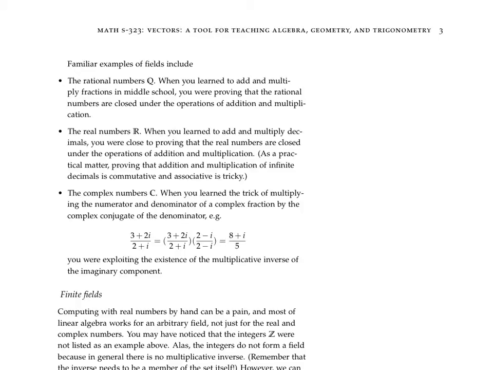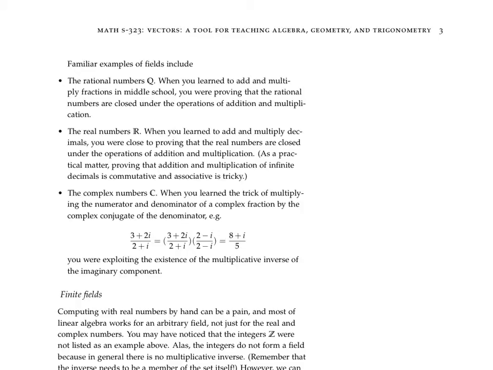If you multiply two rational numbers together, you'll get another rational number. The reals are also an example of a field. When you learn to add and multiply decimals, you were close to proving that the real numbers are closed under the operations of addition and multiplication. In fact, those infinite decimals are really difficult to prove commutativity and associativity, but it can be done. And the complex numbers are also a field. I believe we touch on complex numbers in algebra, or at least I did. Maybe it was pre-algebra. I think it was algebra. And a little bit again in high school.